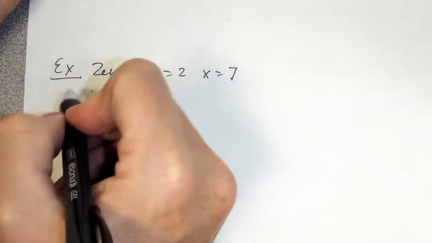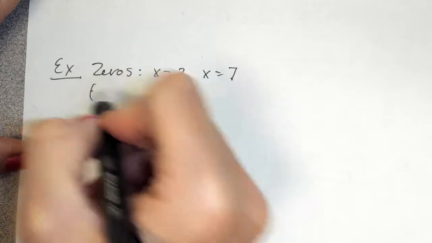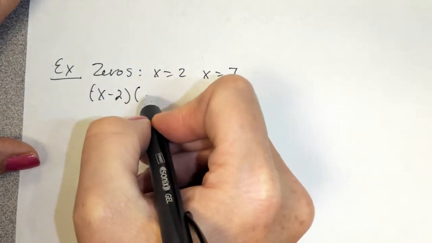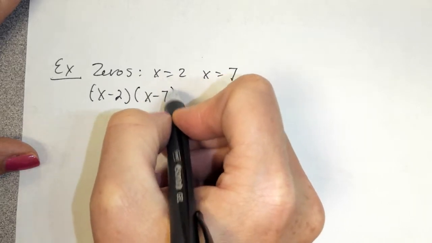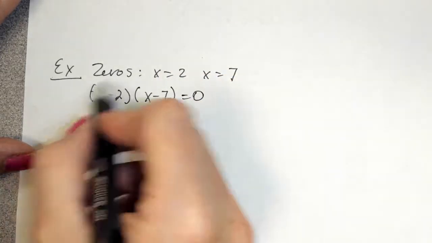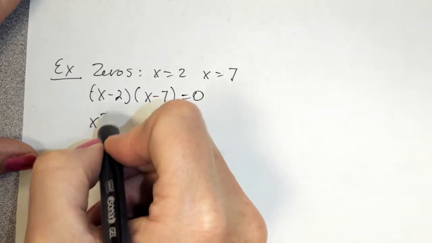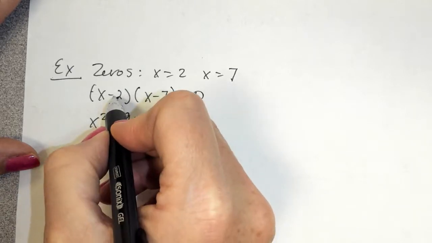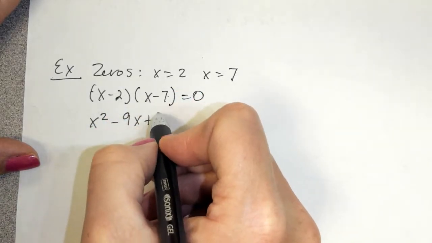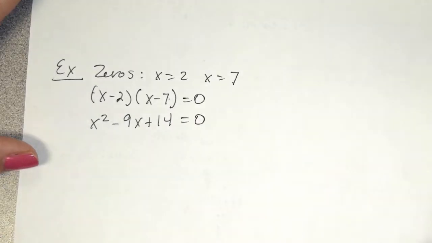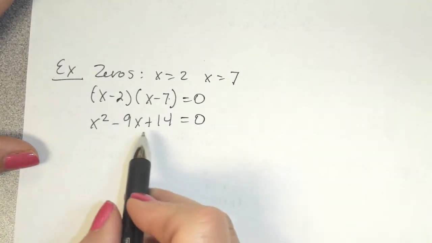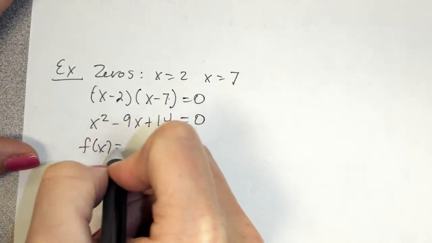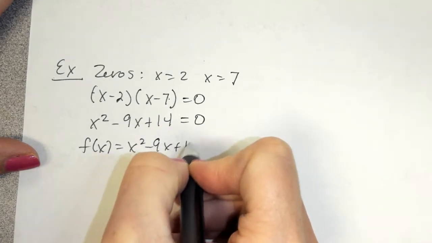One way to do it would be this. If this is my 0, what was the factor? And here's my 0, so what was the factor? So now I would say that would have to equal 0. I multiply it out. X squared, this is negative 7x, negative 2x, that's minus 9x. Negative 2 times negative 7 is positive 14 equals 0. That would be the equation. If we wanted the function, this would be the function.